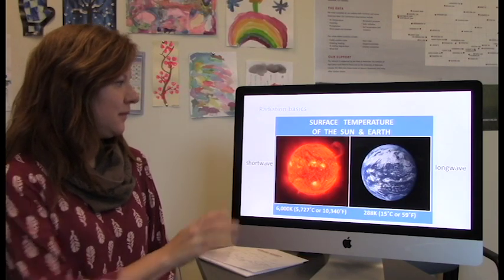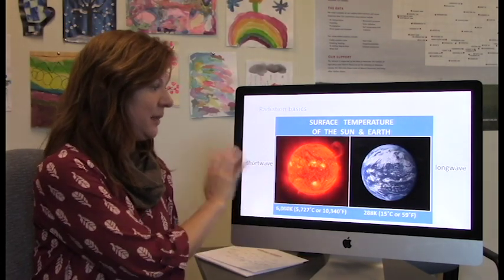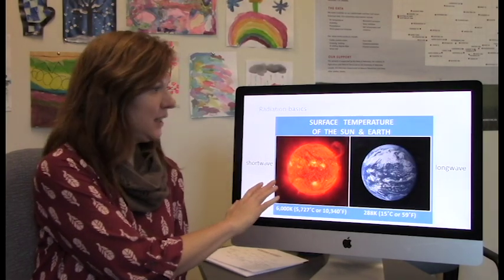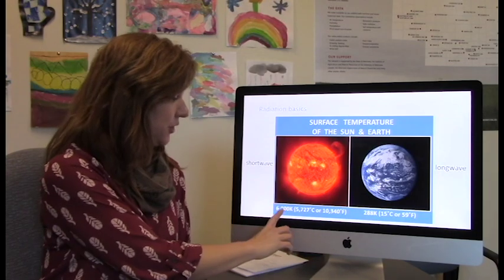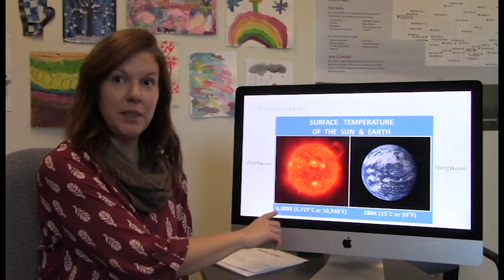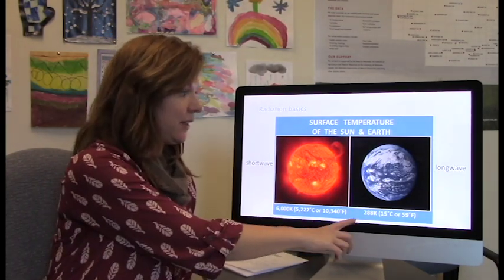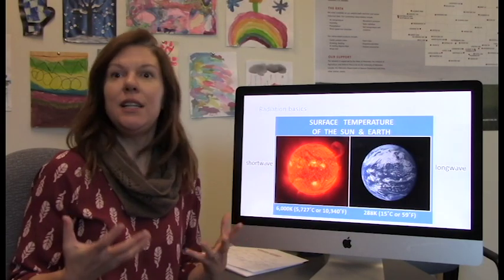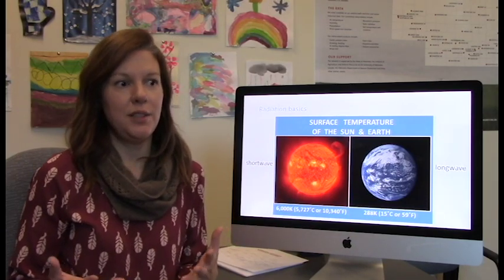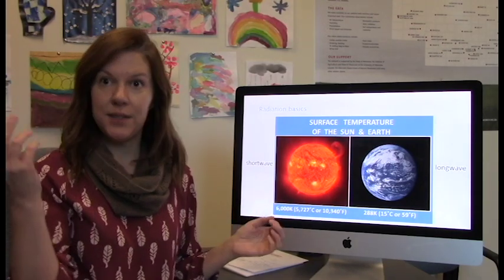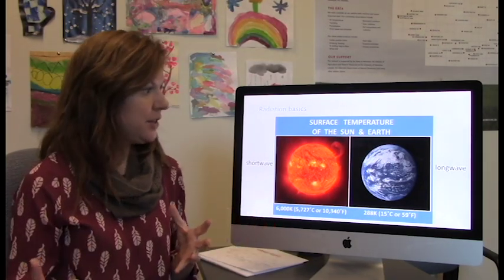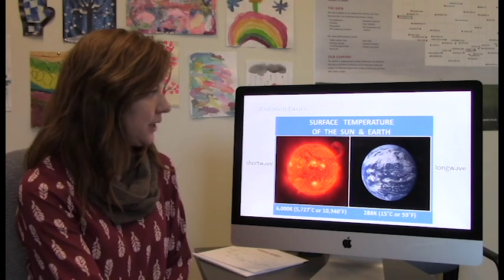So the sun emits shortwave radiation. The Earth emits long-wave radiation, and that's solely a function of their temperature. The sun is obviously much, much warmer than the Earth is, but they both emit energy. Any object that has a temperature emits energy. So the sun is shortwave, that's the sunlight that we see, and the Earth emits long-wave or thermal radiation.